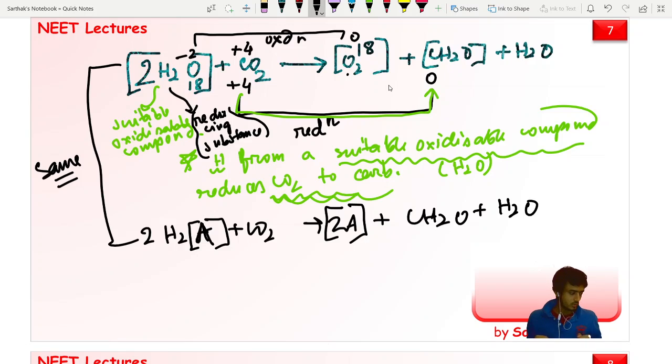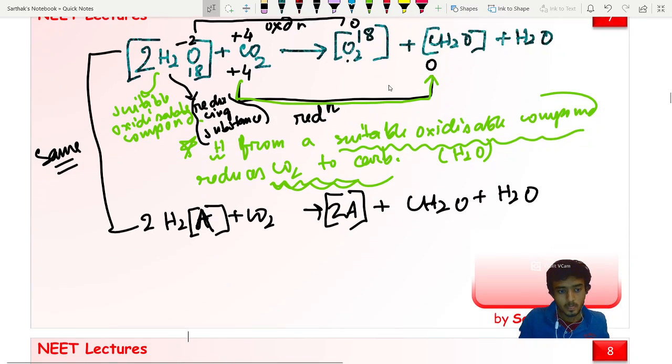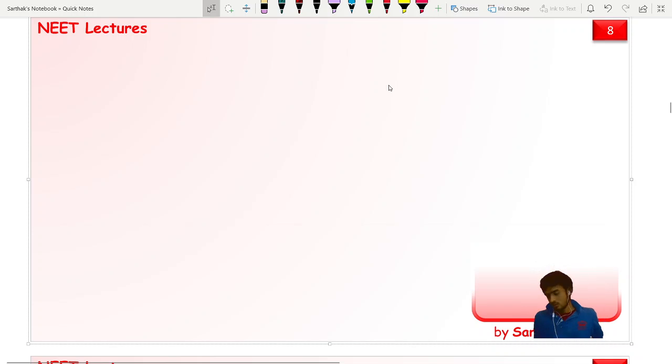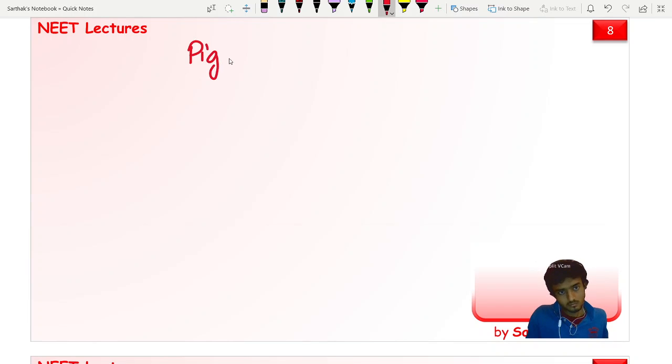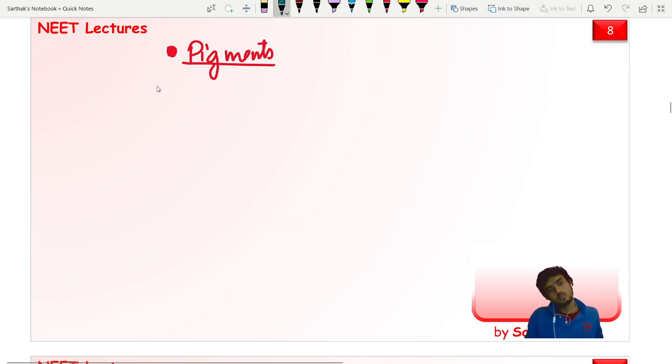Okay, so in our next slide we'll be covering the various pigments which are given in NCERT. Okay, so this is the next slide. We'll be covering pigments. Okay, pigments only, which is the data about pigments relevant to our NEET examination.